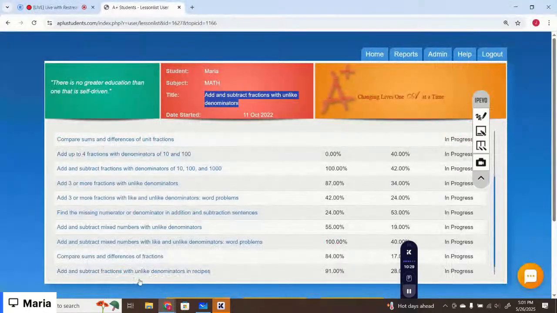So here I'm on the chapter add and subtract fractions with unlike denominators. Let's just start with the lesson, find the missing numerator or denominator in addition and subtraction.